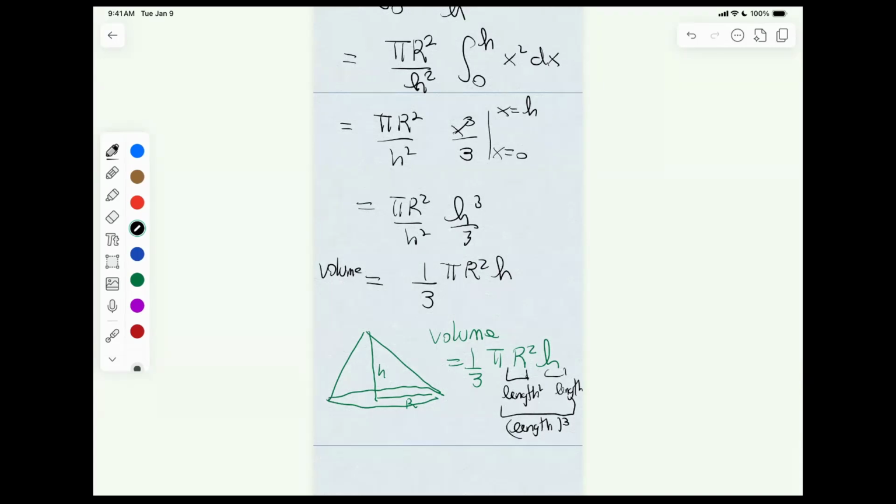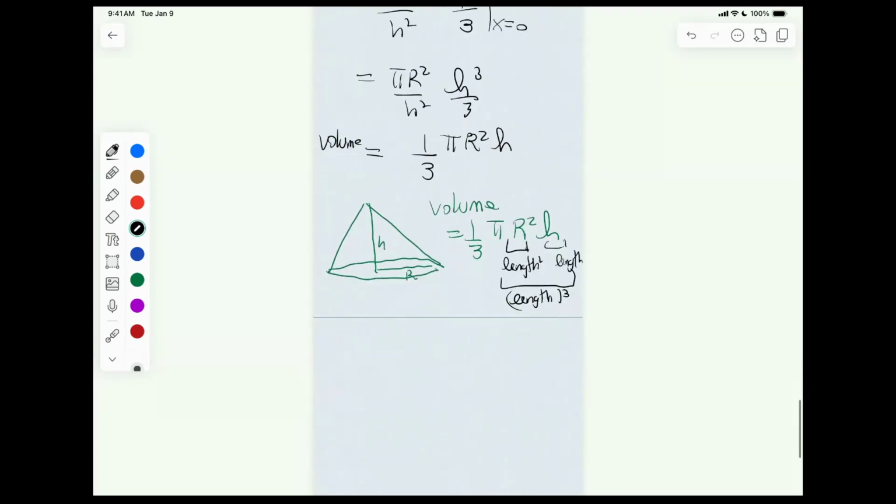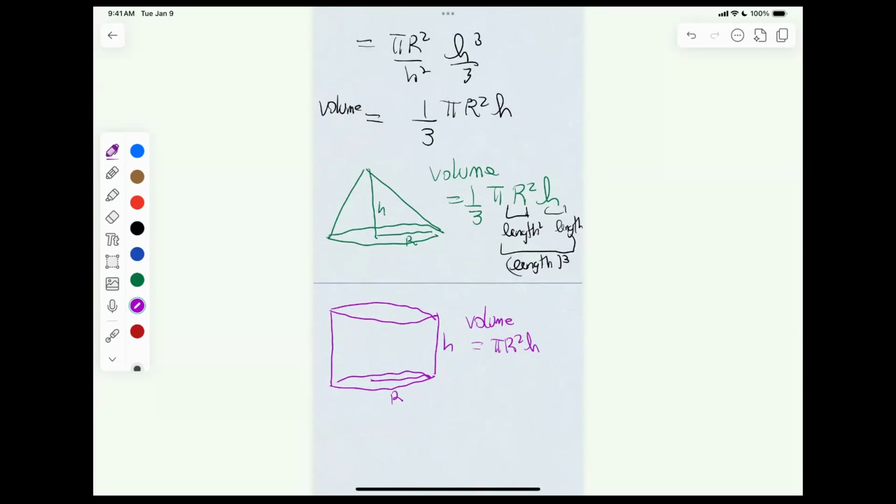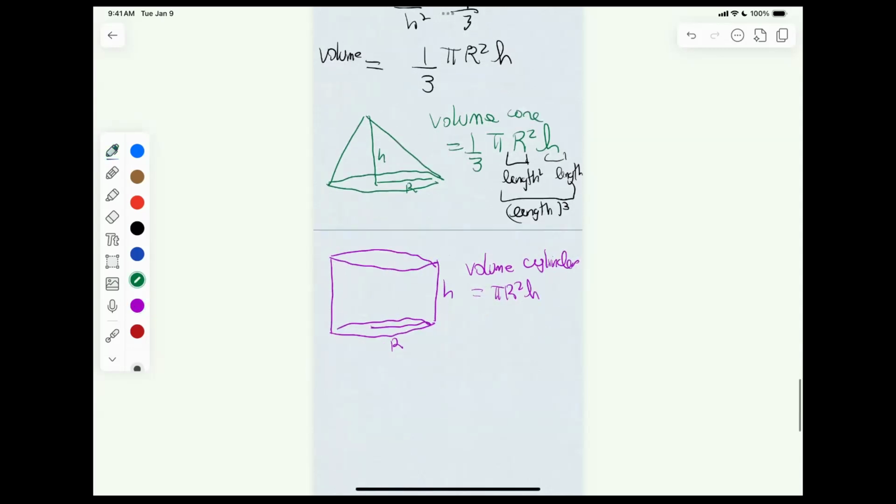The other thing I wanted to say, which is a cute fact, is what that formula says if you compare the cone versus the corresponding cylinder with the same radius and height. What is the volume of a cylinder like that? It's just the area of the base times the height. So this formula says that the volume of the cone is 1/3 of the volume of the cylinder.